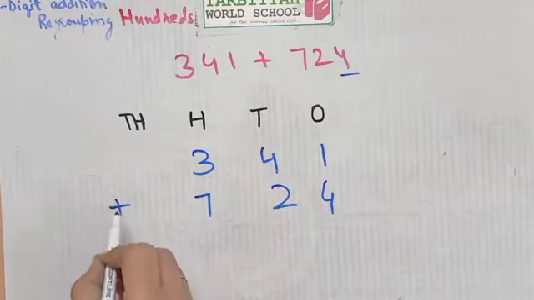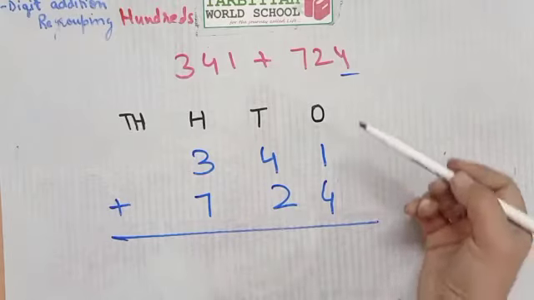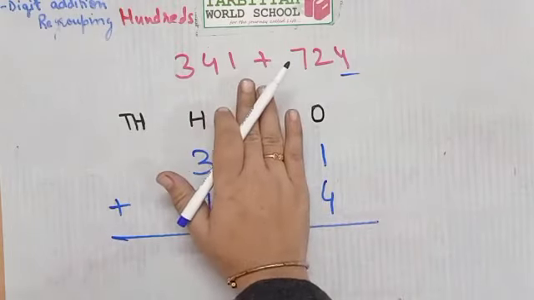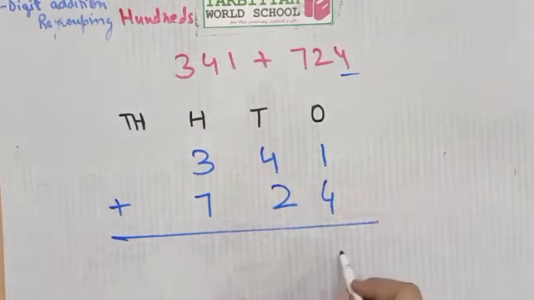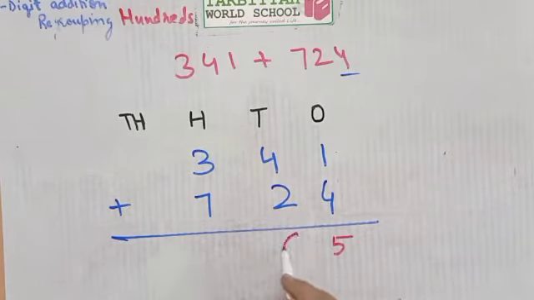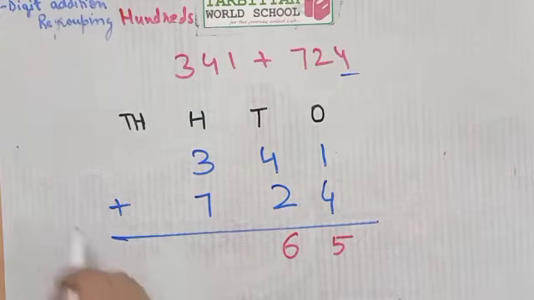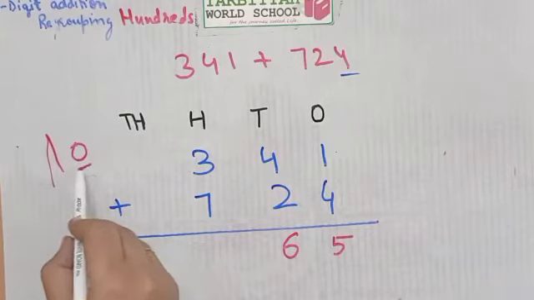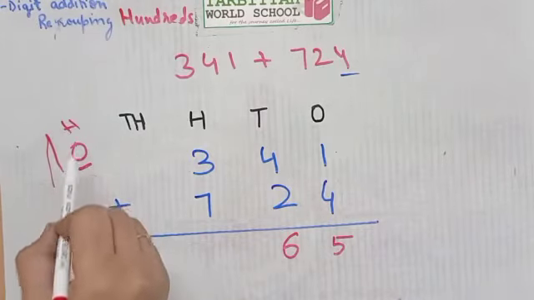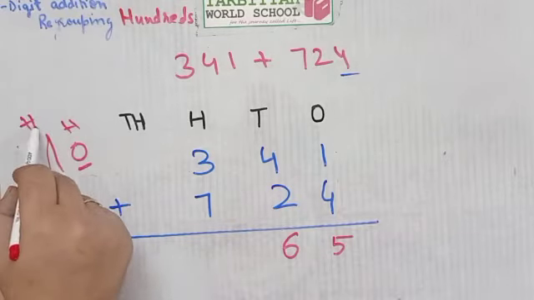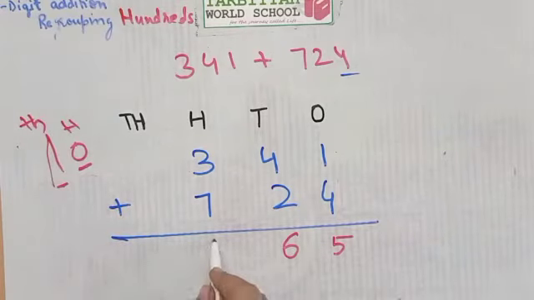Now we have to add these numbers. First we have to add the numbers that are placed at ones place. So 1 plus 4 is what? 5. 4 plus 2 is 6. And 3 plus 7 is 10. So the 0 is placed at 100 place and 1 is placed at 1000 place. So we give 0 to 100 and 1 will be carried over to 1000.